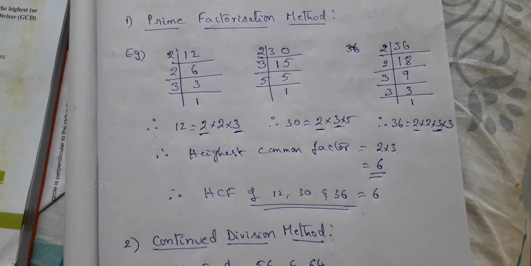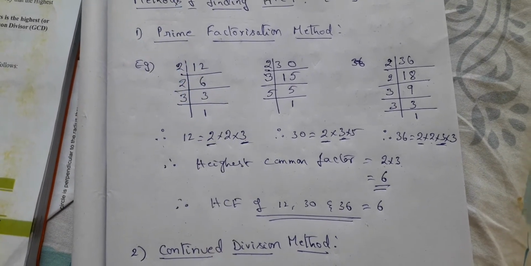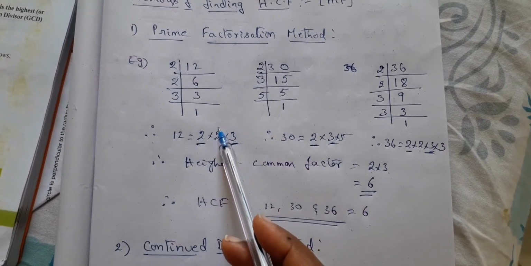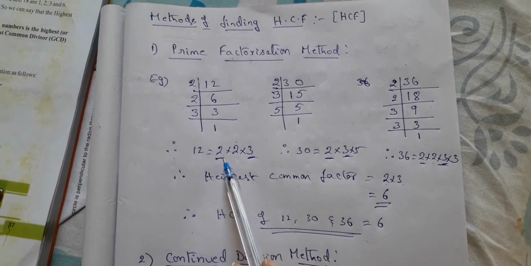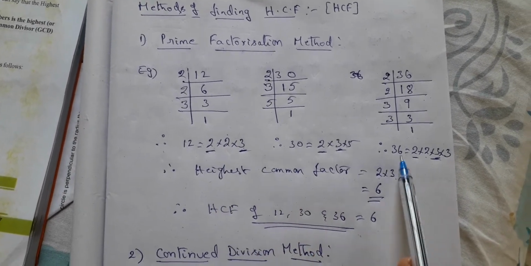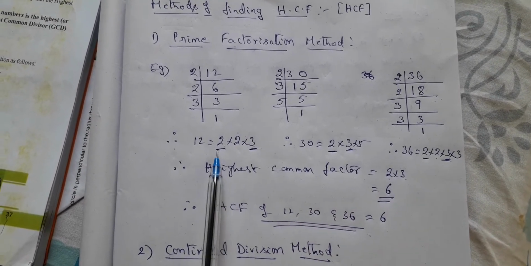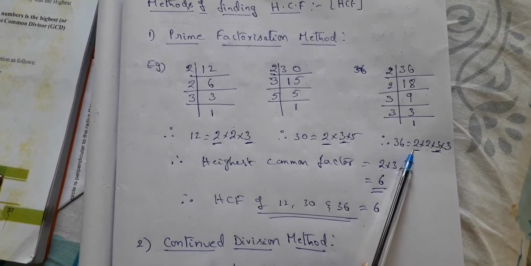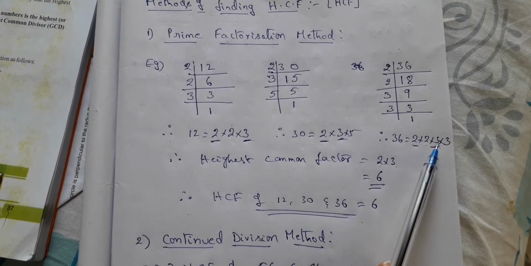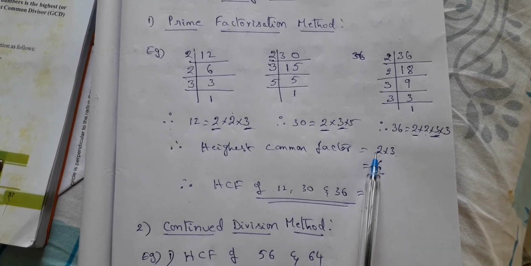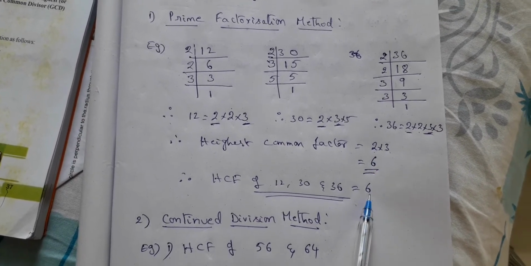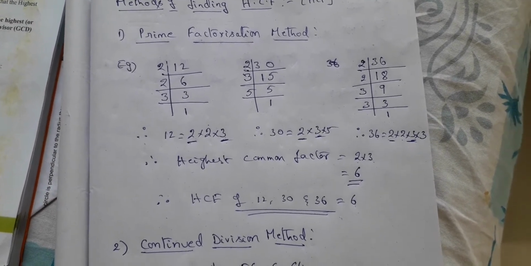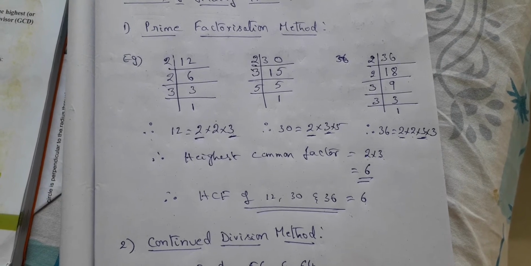Okay, children. So what did we do? We factorized. So prime factorization method we used for all three numbers separately. Then after that we saw how much is common in everything. So here 2 into 3 is common in everything. What is 2 into 3? It is 6. 6 is the HCF. This is the prime factorization method.